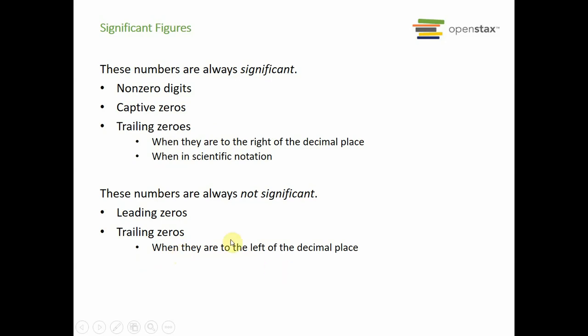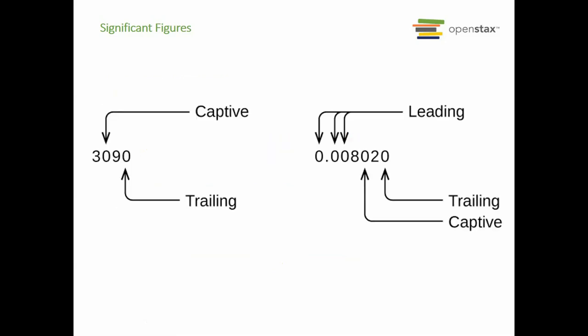Hold on. These numbers are always not significant: trailing zeros when they are to the left of the decimal place, trailing zeros when they are to the right of the decimal place. Okay, we'll work on that.